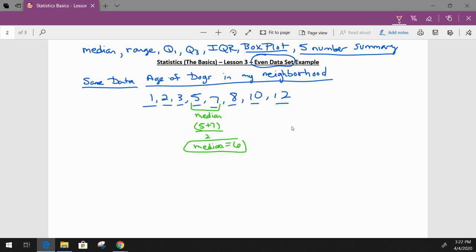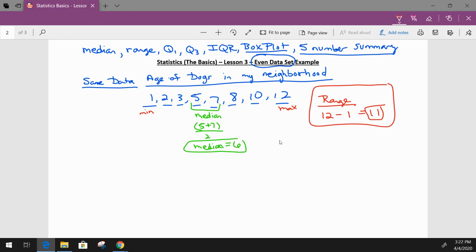So your range is basically the maximum value minus the minimum value. So your maximum value is 12 minus your minimum value is 1, which is 11. So your range is 11. All right, so that was pretty easy.